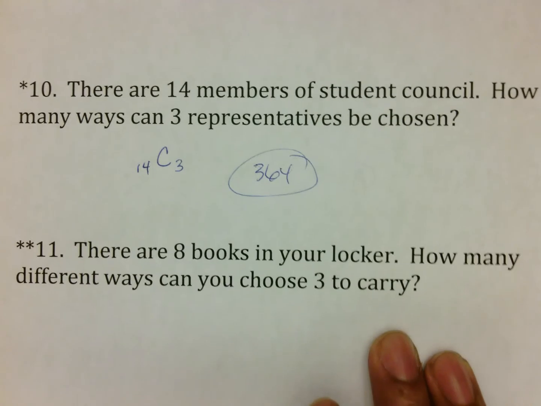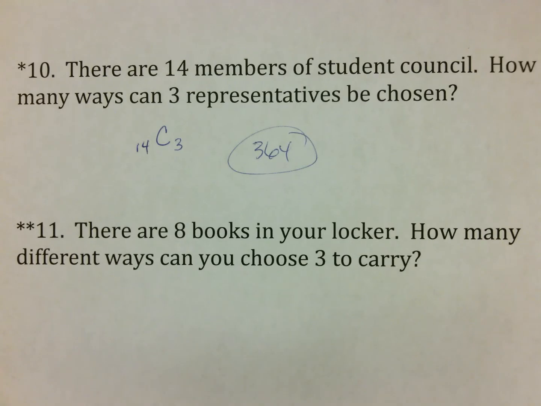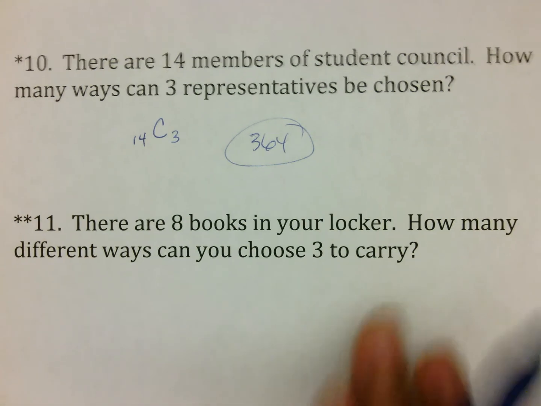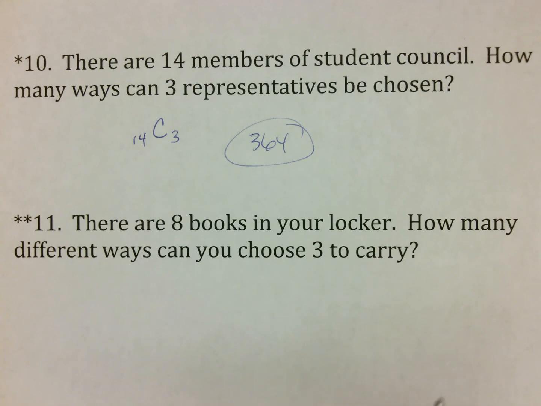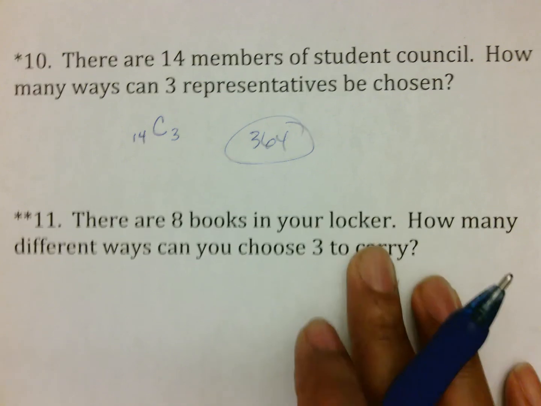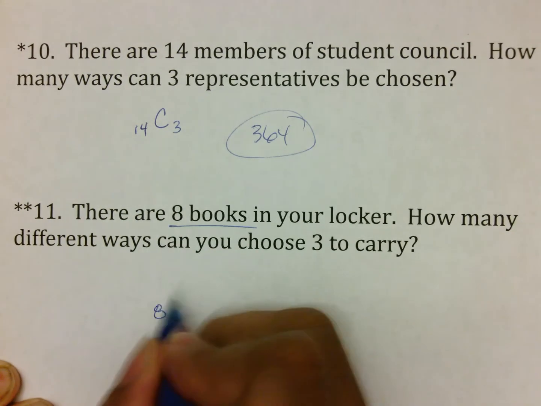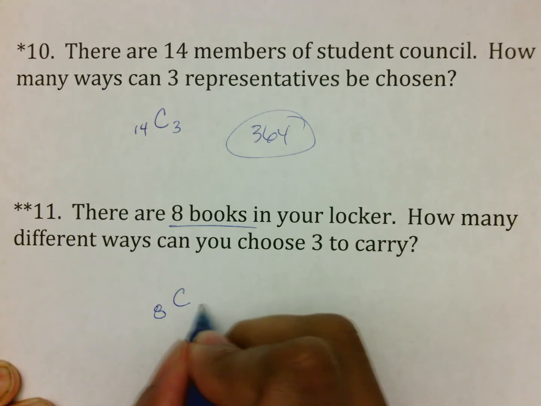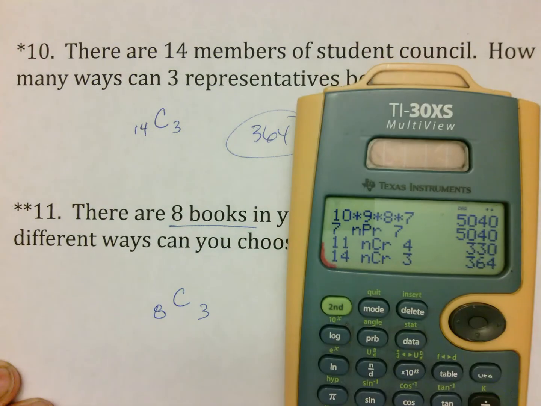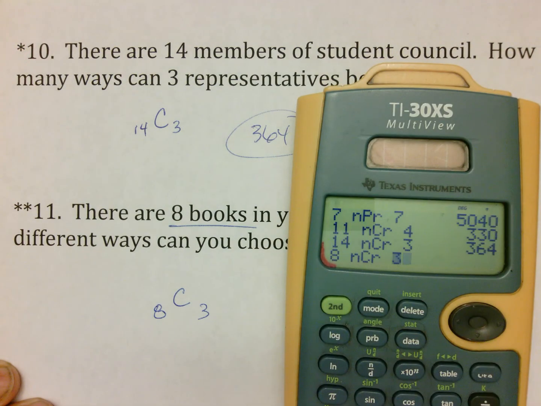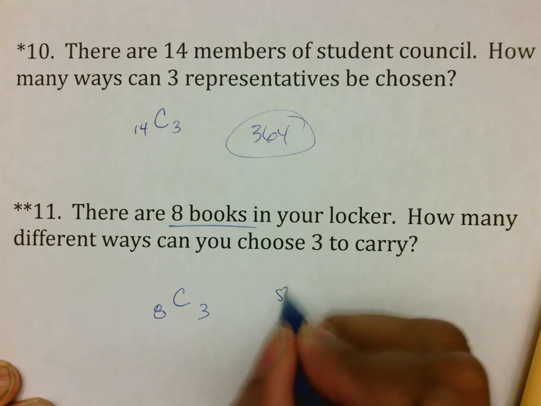Alright? And then 11 is similar to number 7, where you're talking about your summer reading list, but this is 8 books in your locker. How many different ways can you choose 3 to carry? Well, here's the thing. Does it matter if I choose the math book first, biology second, history third, or history first, math second, whatever, because I'm carrying them in my arms. So it doesn't matter when I choose the book. It's just the fact that I actually choose the book. So in this case, you're choosing from 8 books. And again, you could say choosing 3. And so you would use 8C3. And your answer would be 56.